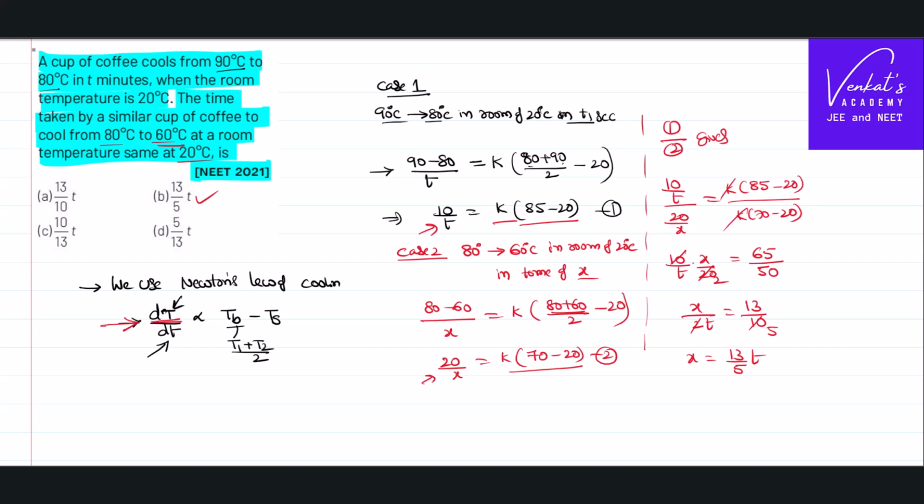So to solve this problem, we use a law called Newton's law of cooling, which tells you that when the temperature difference between the body and surroundings is small, the rate of loss of temperature to the surroundings is directly proportional to the temperature difference between the body and surroundings. Knowing that, you can solve and get to the answer quite easily. That's it.